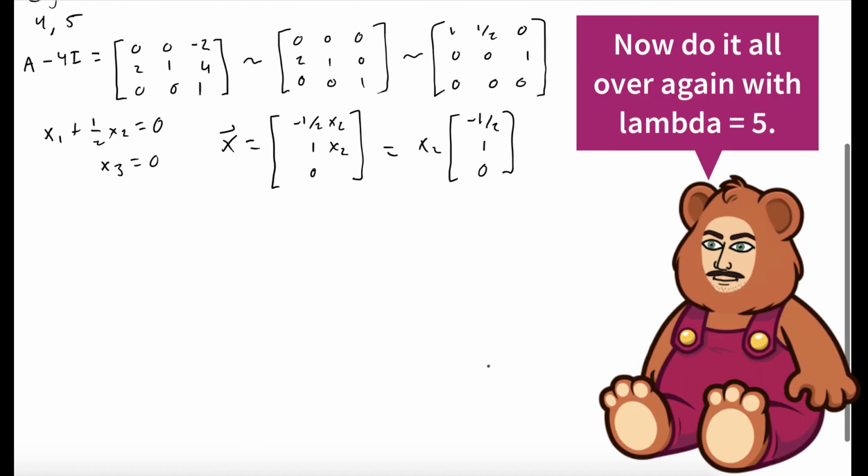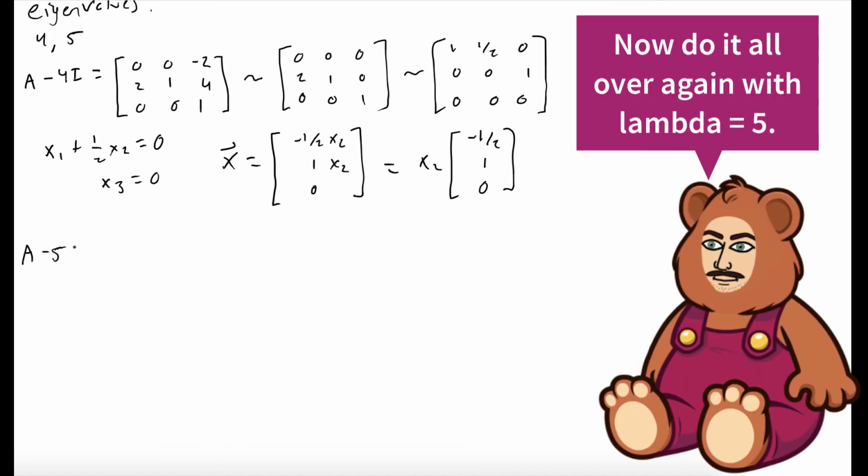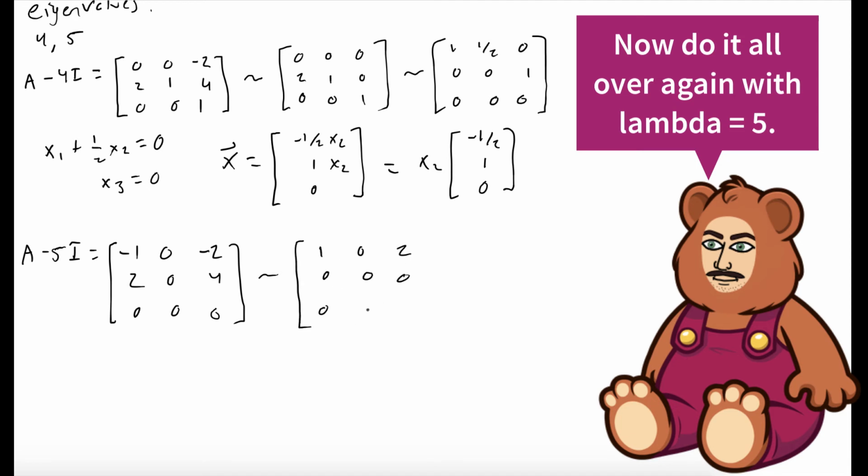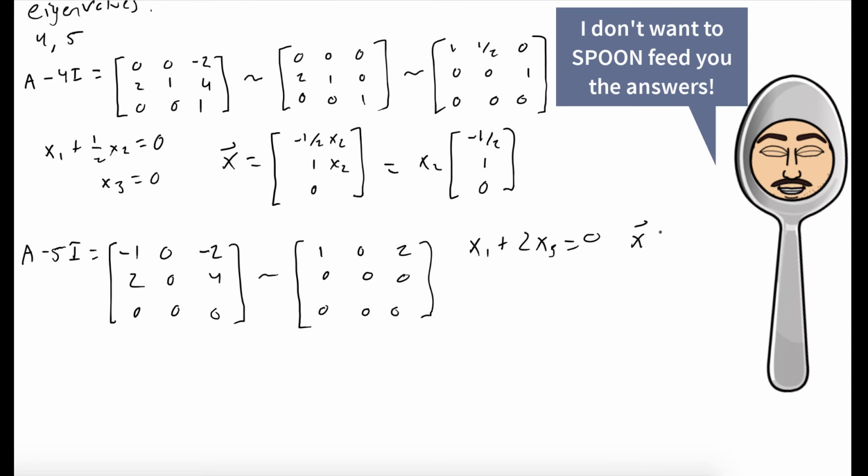And so now we'll do the same thing with lambda equals 5. If the dimension of this eigenspace is 1, then A is not diagonalizable. But if it's 2, then there would be 3 total vectors, and A is diagonalizable. So we find a basis for the eigenspace by, again, reducing to reduced row echelon form. And we see we have 2 free variables, so the dimension will be 2. So A is diagonalizable.